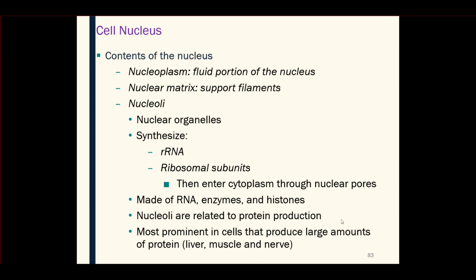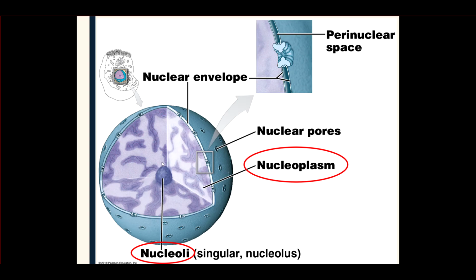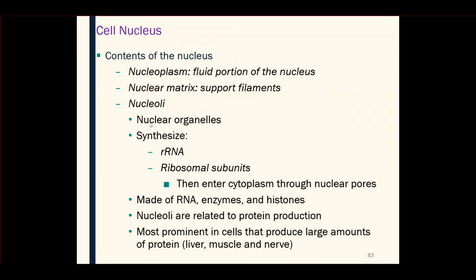Okay, so nucleoplasm, that's the fluid, again, inside the nucleus. The support fibers inside the nucleus are the matrix. The nucleolus kind of looks like, it reminds me of a peach pit in the middle, or a cherry pit in the middle. This darker area here is the nucleolus or nucleoli, it depends if it's plural, and the nucleoli are related to protein production, right? They produce ribosomal RNA and the ribosomal subunits. And again, they are made up of RNA, different enzymes, and some proteins we're going to talk about in a little bit, known as histones. Okay, so these are all contents of the nucleus. All right, we have some more.